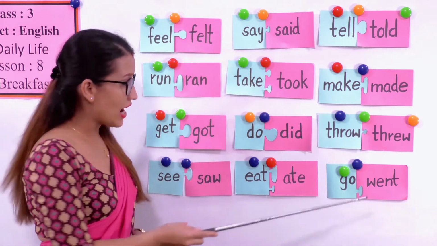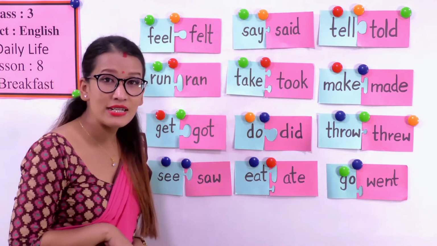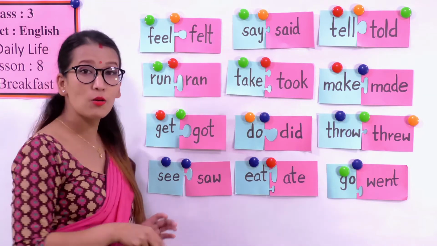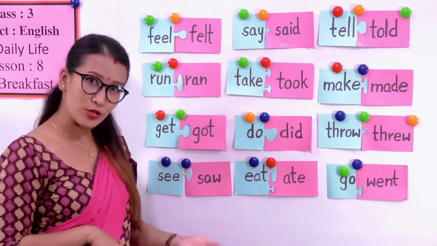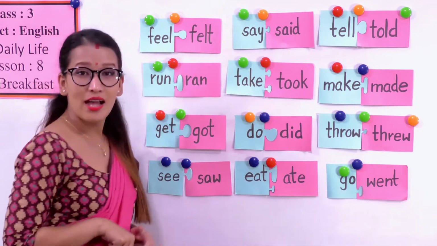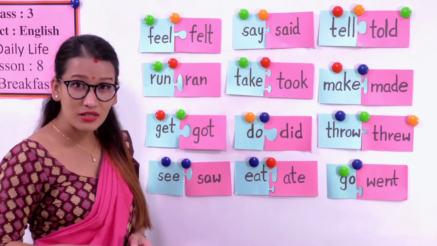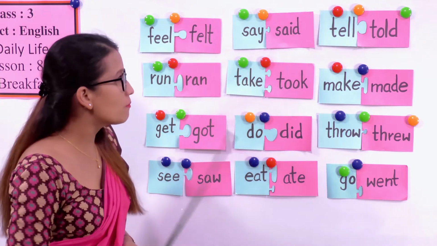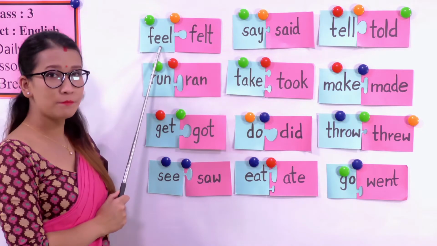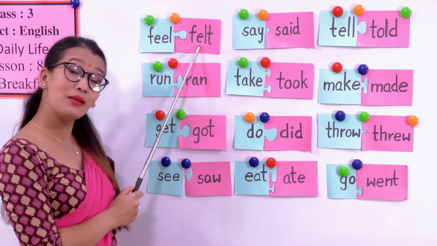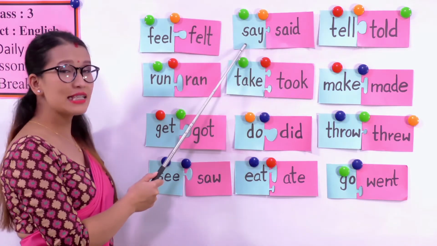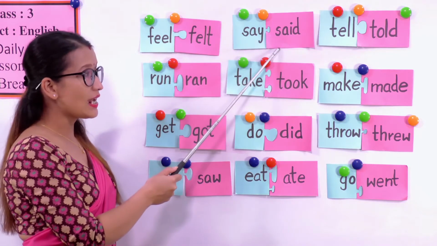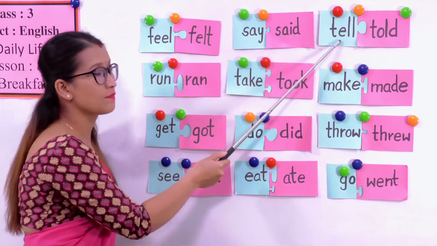Go. And the past tense is went. Can you make a sentence using the word go? Good. I go to the hospital. And I went to the hospital. Yes? Okay. Now I'll point out, you read the words. Okay? You can make sentence also. Like, I say today, I said yesterday.